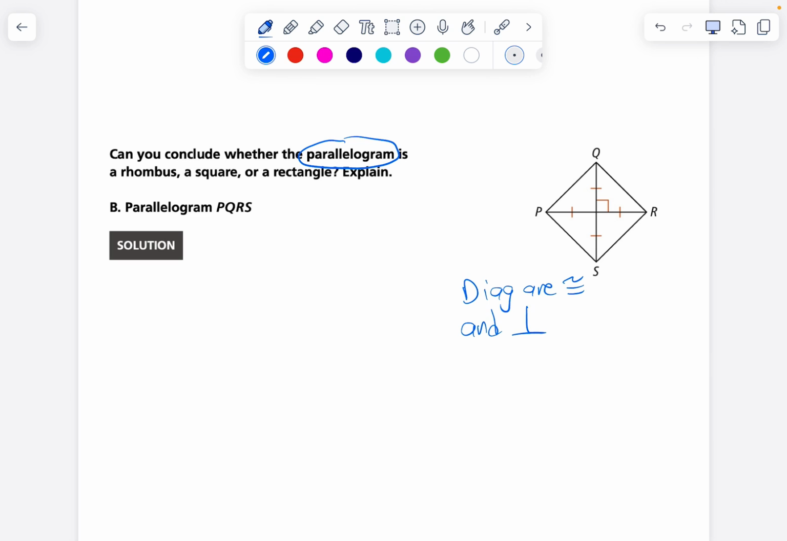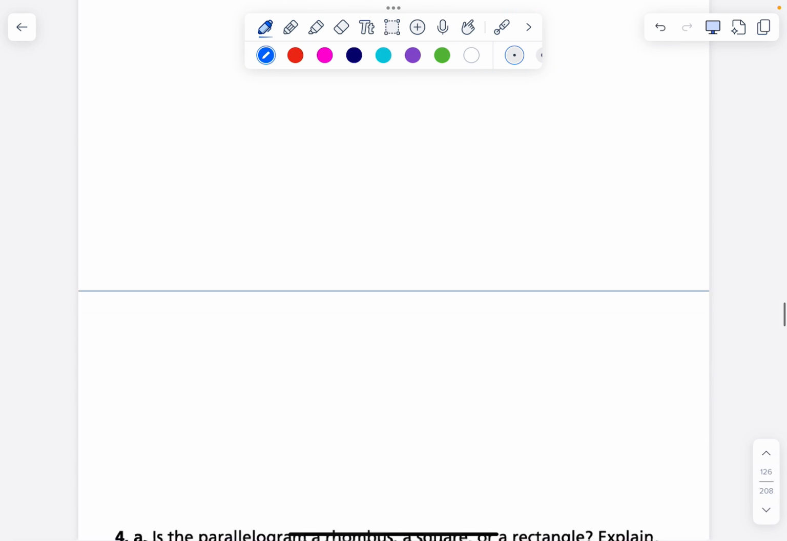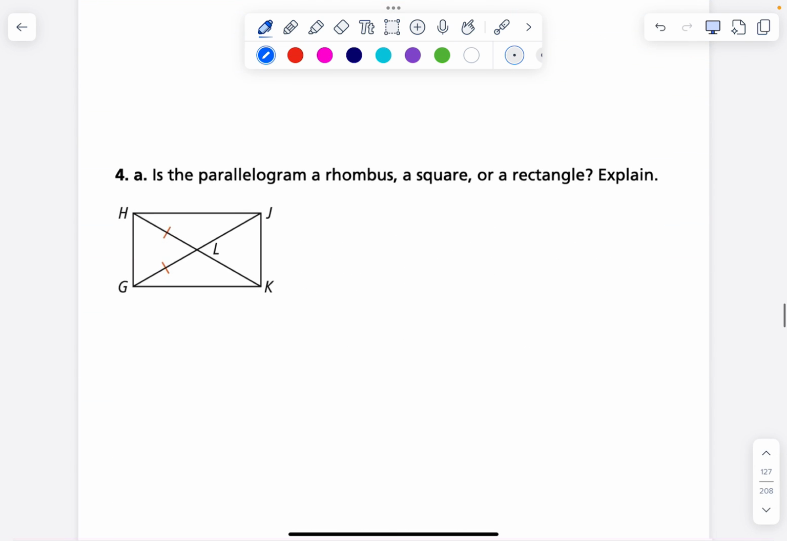And then what does that do? The 90. Yeah, that brings in a property of a rhombus. So if it's a rectangle and a rhombus, it's called a square. Yeah, that's the argument that we're trying to put together there. All right, let's do another one.